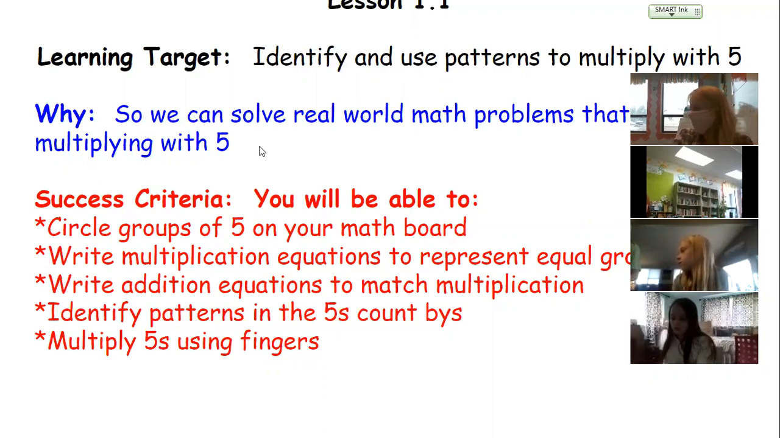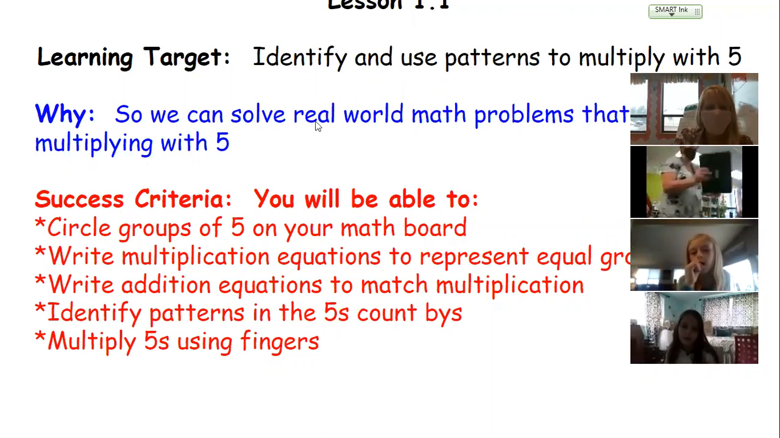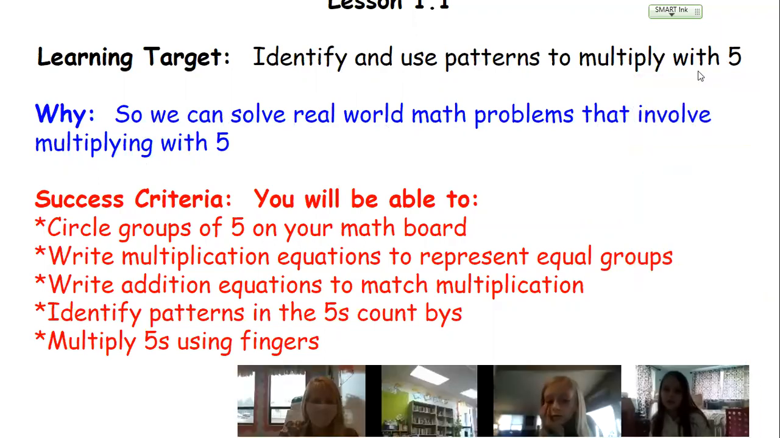And why are we going to do that? Who else would like to read? Go for it, Sunny. Okay, if you didn't hear that at home, the reason is we're going to have real world math problems and we're going to need to know how to multiply with 5s. 5s is a fun one to start with.